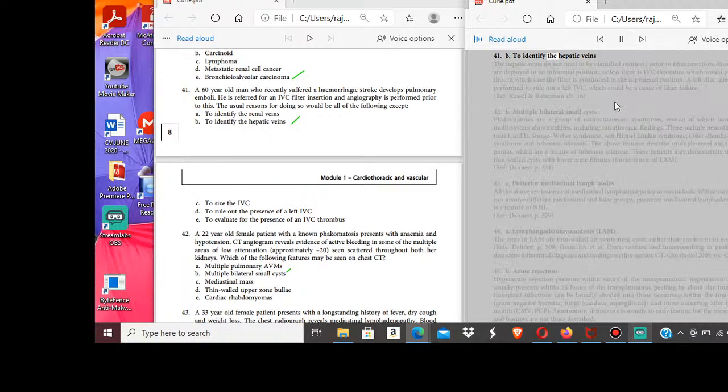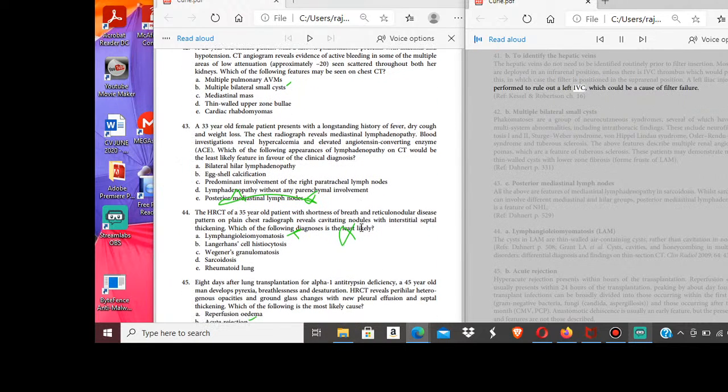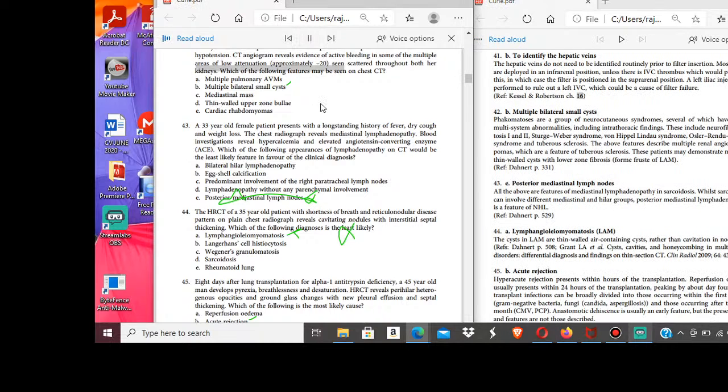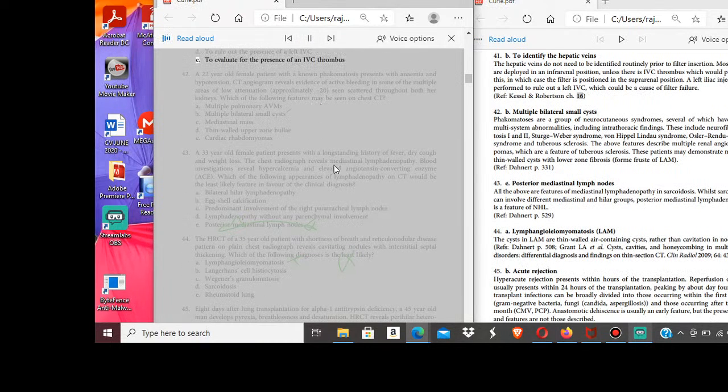B. To identify the hepatic veins. The hepatic veins do not need to be identified routinely prior to filter insertion. Most filters are deployed in an infrarenal position, unless there is IVC thrombus which would preclude this, in which case the filter is positioned in the suprarenal position. A left iliac injection is performed to rule out a left IVC, which could be a cause of filter failure. Ref. Kessel and Robertson ch. 16.